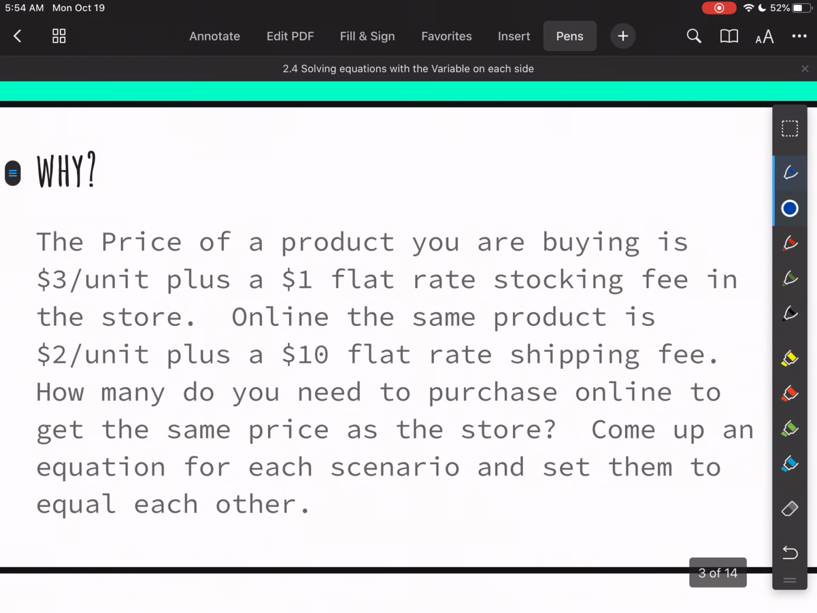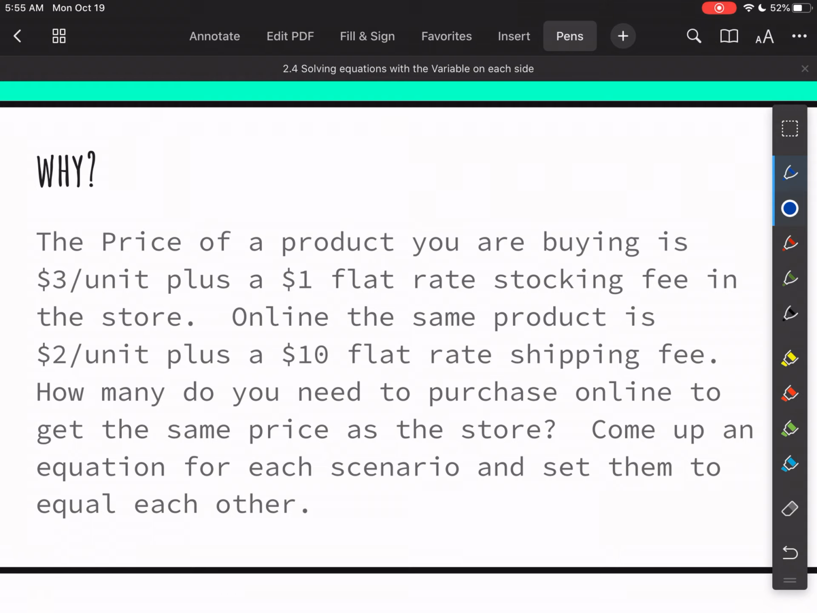So right away, what I often will do is show people why we do this. Why are we learning this? Oftentimes in the very beginning of your book, in the very first section, it'll give you an interesting word problem that relates to where you might use this in the world. So I thought this one was okay.